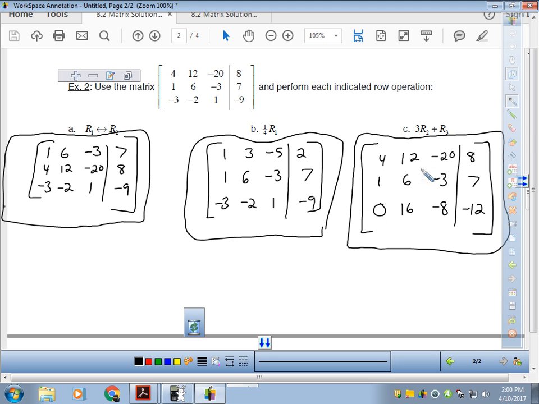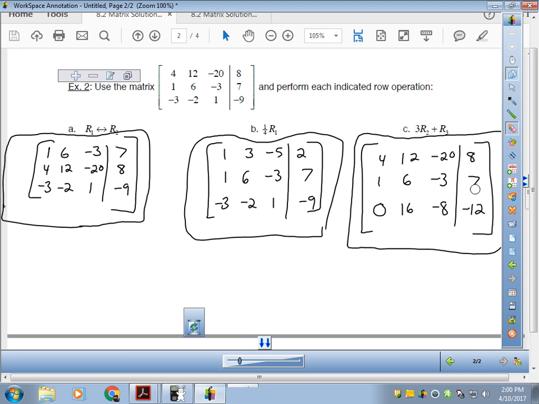So there's how it works. Actually, that should be positive 12, shouldn't it? Not negative 12, because the 7 was a positive.